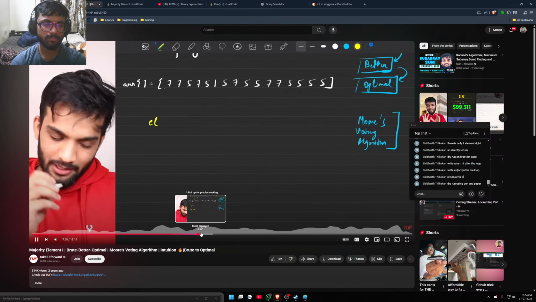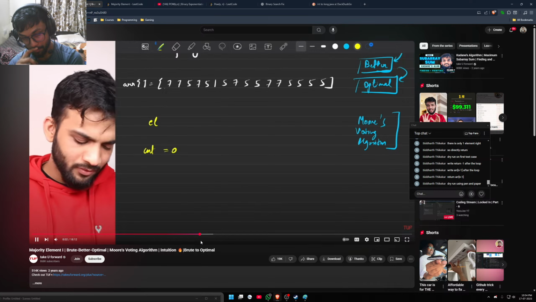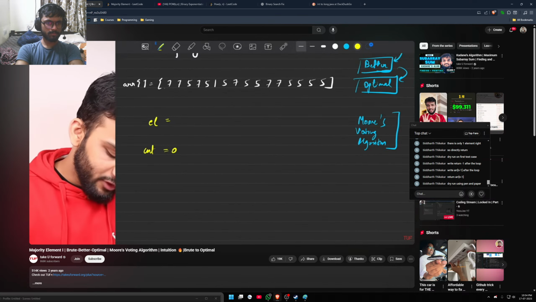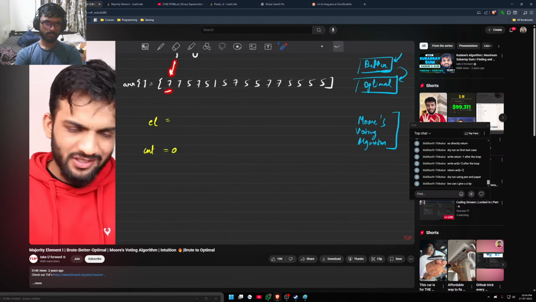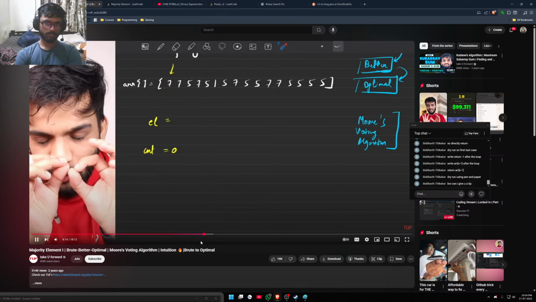Two variables, element and count. Initially count is 0, and you can say initially the element is not initialized. And we start iterating. Whenever we are iterating and we are at the first element, if the count is 0, that means we haven't taken any element.